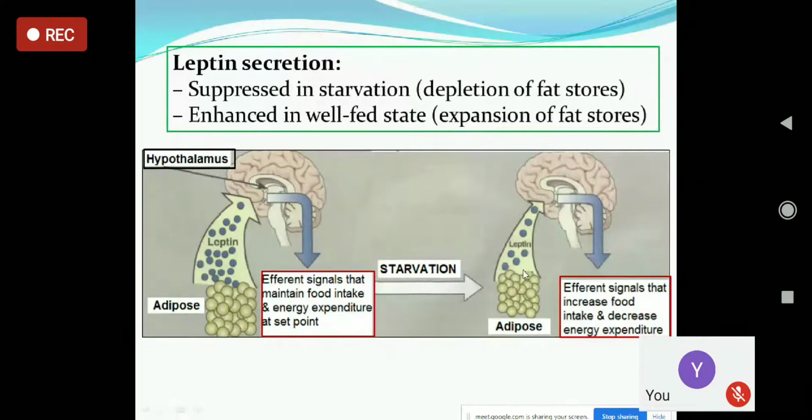But when starvation is going on, the fat store is depleted, so there is less leptin being secreted. This acts on the hypothalamus, which sends the efferent signal that increases the food intake and decreases energy expenditure. So when there is a lot of leptin being produced, food intake is decreased, and when there is a smaller amount of leptin being released, food intake is increased.